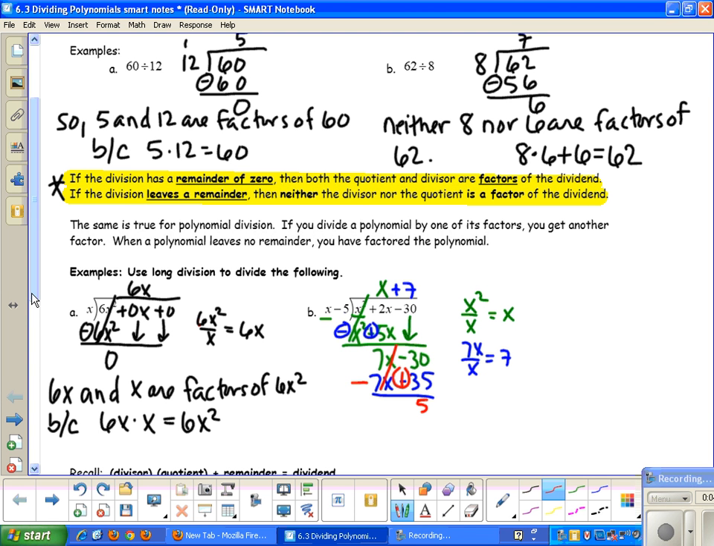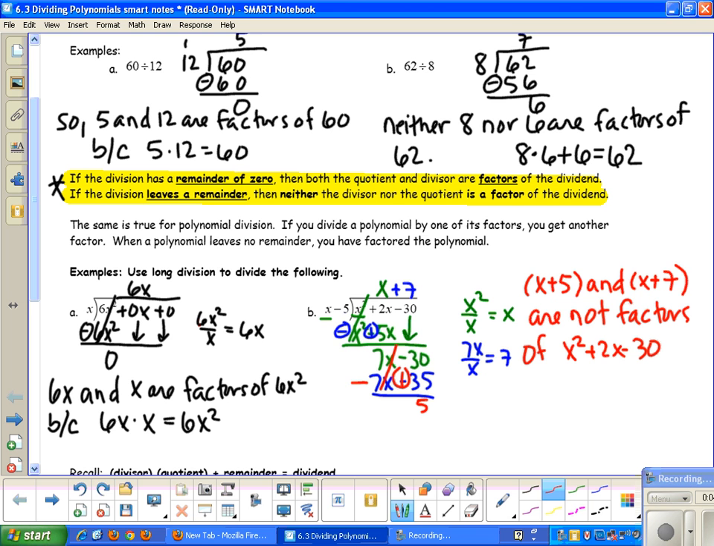But so I'm going to say x plus 5 and x plus 7 are not factors of x squared plus 2x minus 30, because if I multiply those two together, I don't get that polynomial equation. However, if I do x plus 5 times x minus 7, and then add my remainder, I would get x squared plus 2x minus 30.